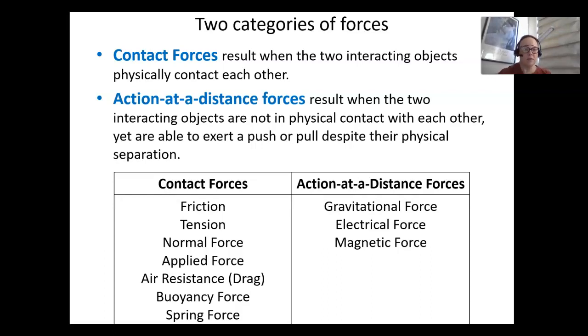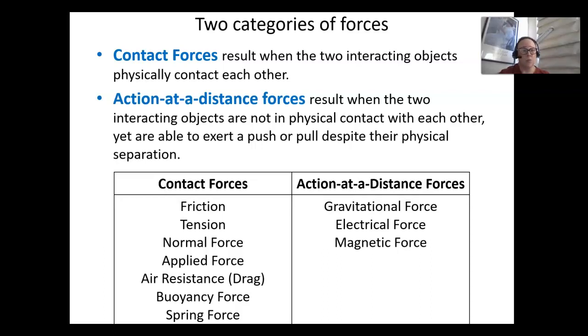There are two broad categories of forces. There are contact forces, which result when two objects actually touch each other. Examples of contact forces would be an applied force, or friction, where an object rubs against a second object, or a normal force, where two objects are pressed together. There are several in that category that require physical contact for the force to be exerted.